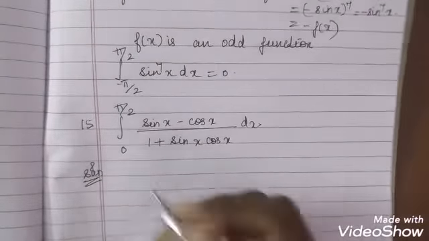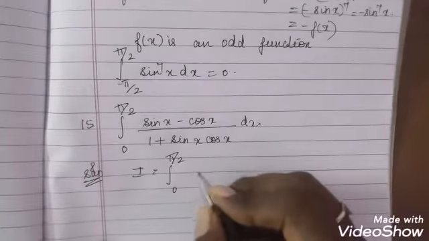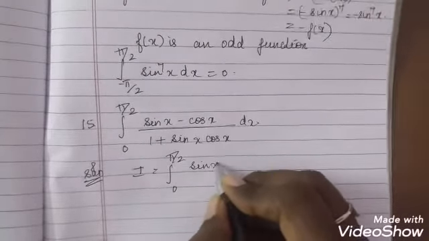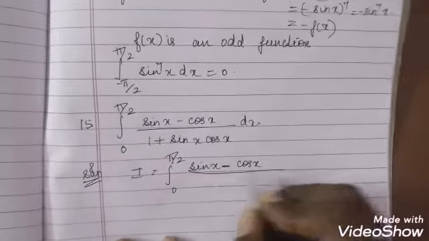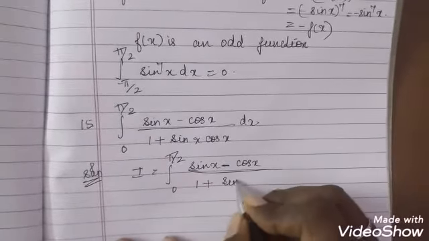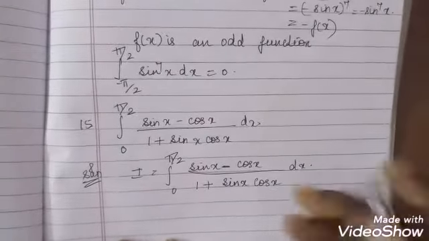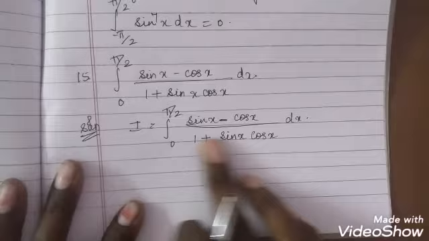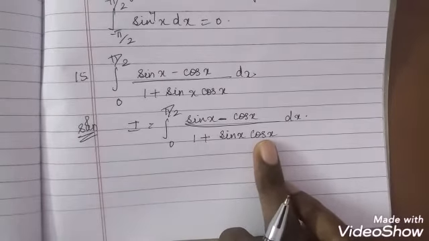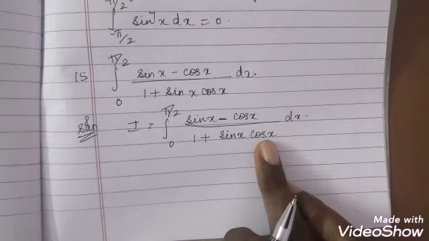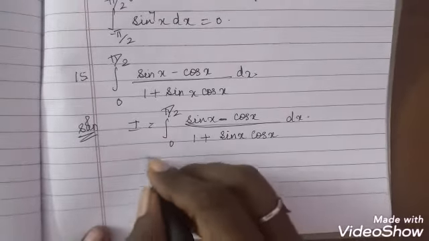So here we have I is equal to the integral over 0 to pi by 2 of sin x minus cos x divided by 1 plus sin x into cos x dx. Okay, you have it like this. Now what is the property? Is it possible for us to do by integration? That is also not possible here. So what is the other method I can use in this case? Only by the properties of definite integrals.